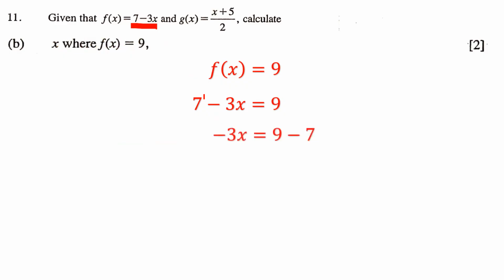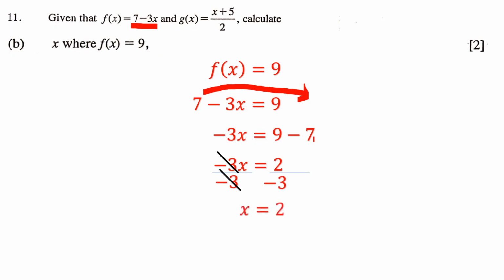So we're going to send this 7 over the equal sign. It was a positive 7, so it becomes a negative 7 when we send it over the equal sign. And then we do 9 minus 7. What is 9 minus 7? 9 minus 7 is 2. We divide both sides by negative 3, and we cancel the negative 3's. So we have that x is equal to negative 2 over 3.